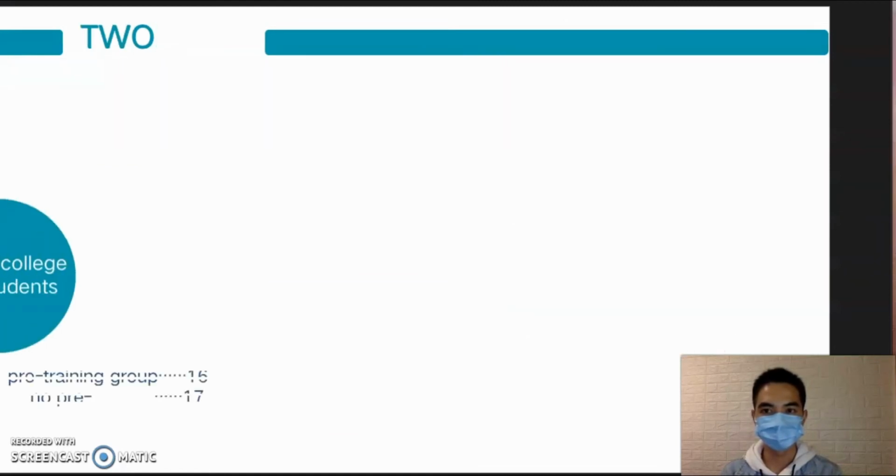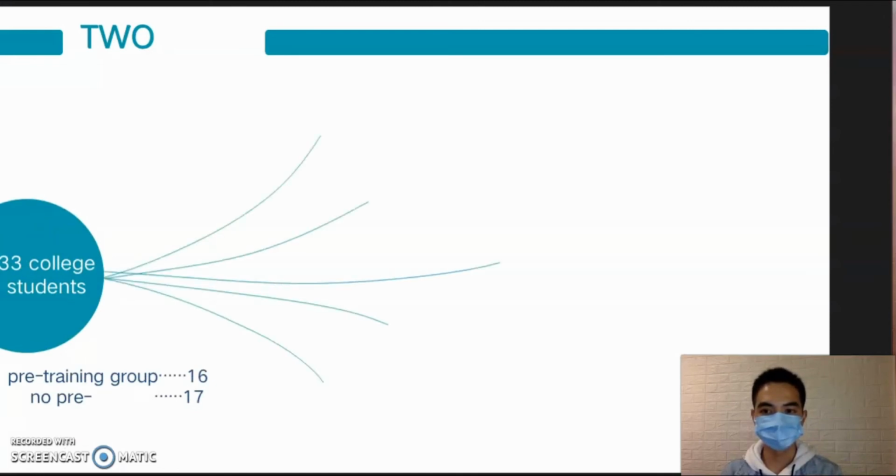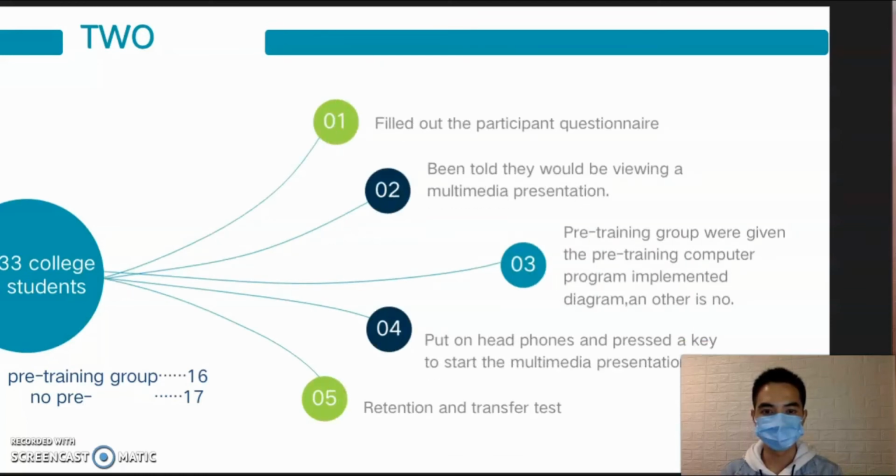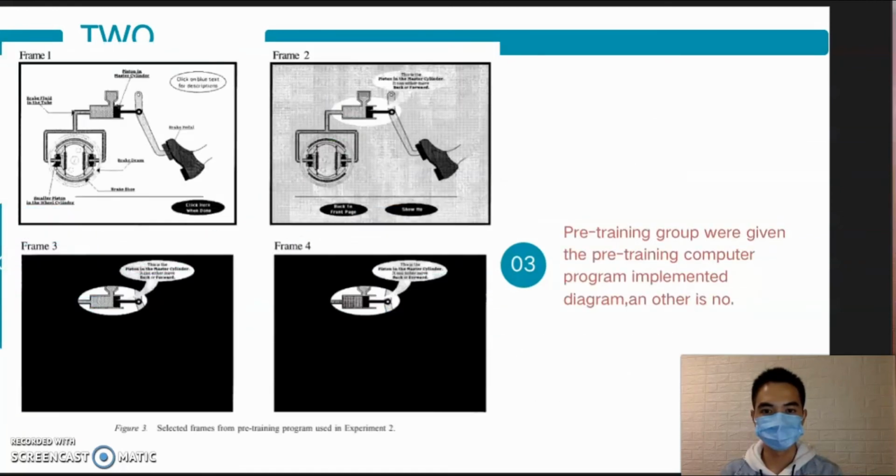Experiment 2. This was the situation of participants. The process was the same as Experiment 1, just in step 3, using computer-based pre-training to replicate paper-based pre-training on component models.